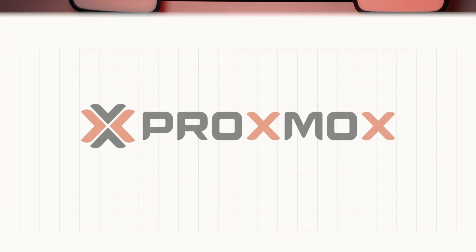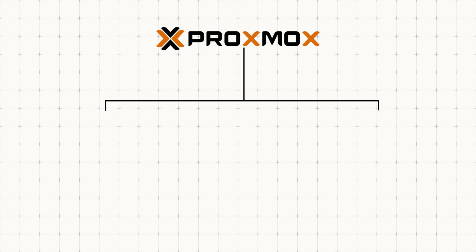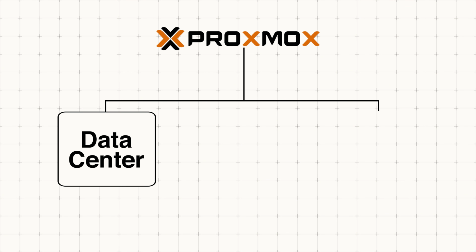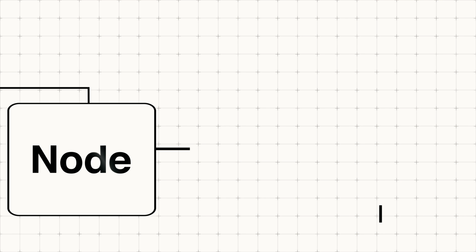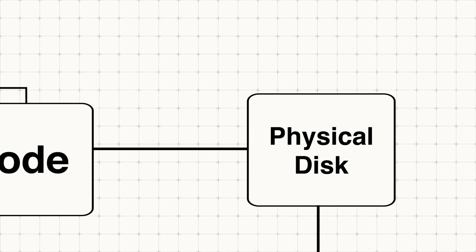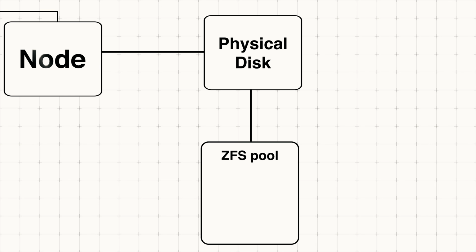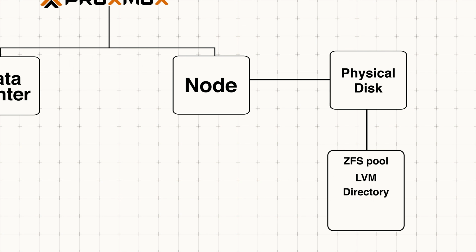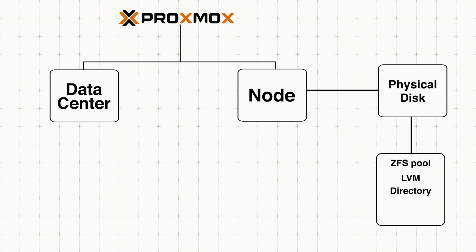In Proxmox, storage is managed in two levels, just like networking. You have the data center level, and then of course you have the node level. The node level is where you will work directly with physical disk. This is where you will create and format storage types like ZFS pool, LVM groups, or directory storage. These are local to the node, unless you share them manually.